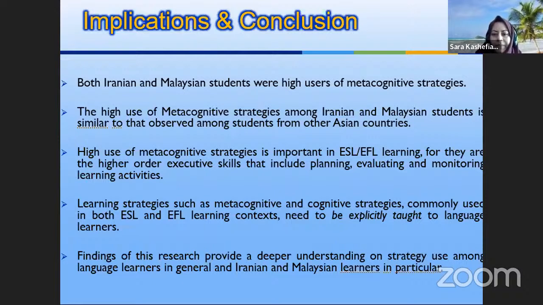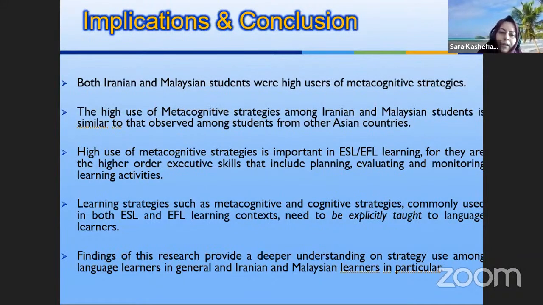All right. Both Iranian and Malaysian students were high users of language learning strategies. In some respects, for example, they were high users of metacognitive strategies. And this was the shared feature because our results from our questionnaire show that they are high users of metacognitive strategies. They use them highly.